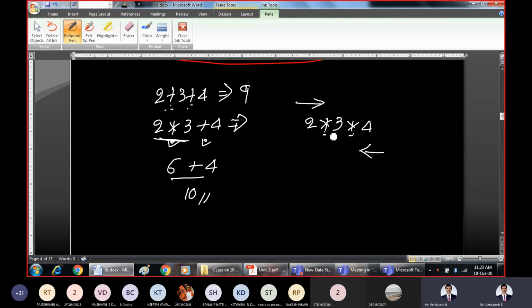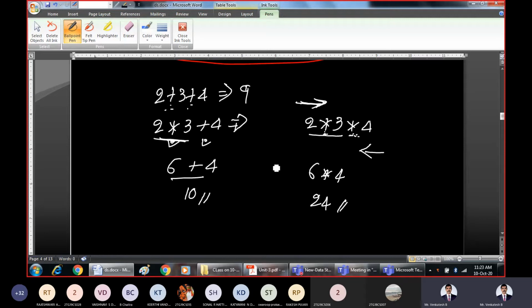When there are two operators in an expression with the same priority, then we decide how to solve based on the associativity that is predefined in C. For star, the predefined associativity or order is from left to right. That means when there are two adjacent stars, first you solve this one. So 2 into 3 is 6, into 4, then it is 24. This is what associativity is.